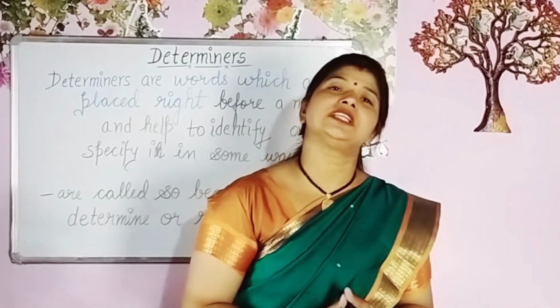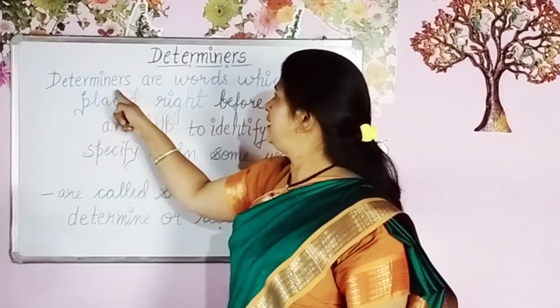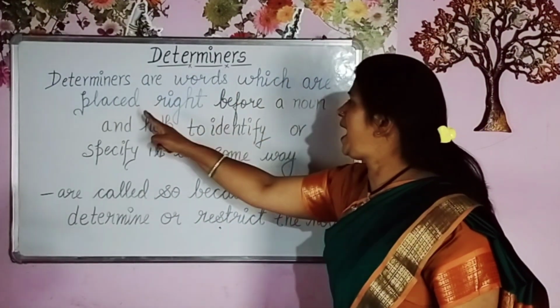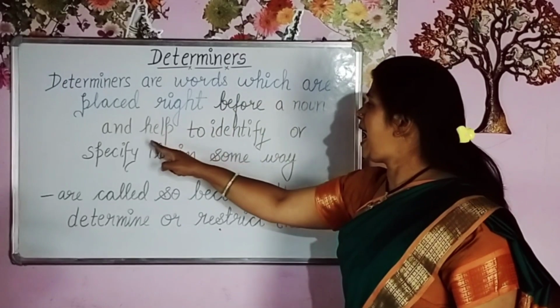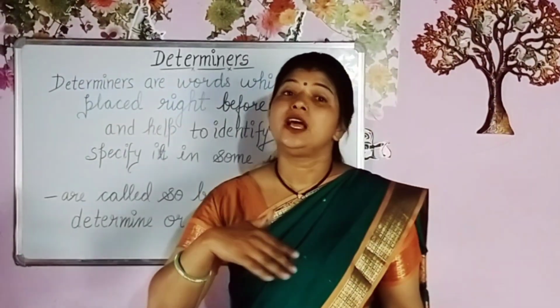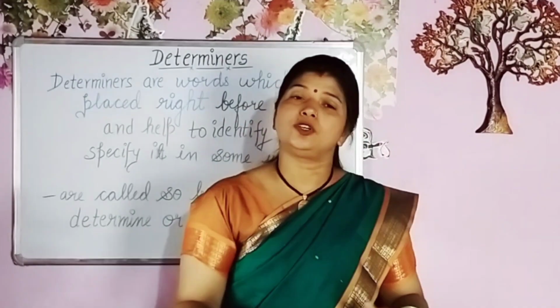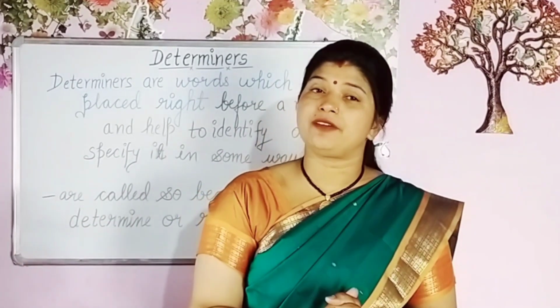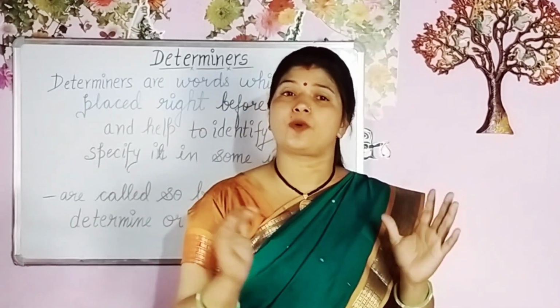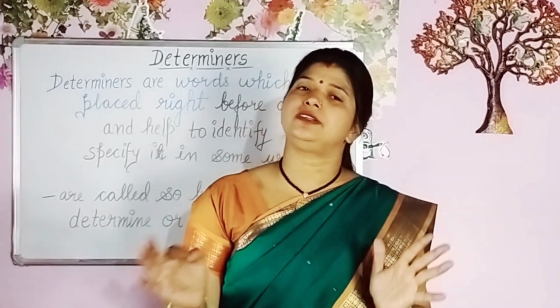So my dear students, I hope you have understood the determiner well. What is determiner? Determiners are the words which are placed right before a noun and help to identify or specify it in some way, which restricts the noun. Okay, जो noun को क्या करे? Restrict करे. So that is known as determiner. So I am giving you few exercises. Please do that exercise in your grammar book in very neat and clean handwriting, and exercises we will discuss later. Thank you and have a blessed day ahead.